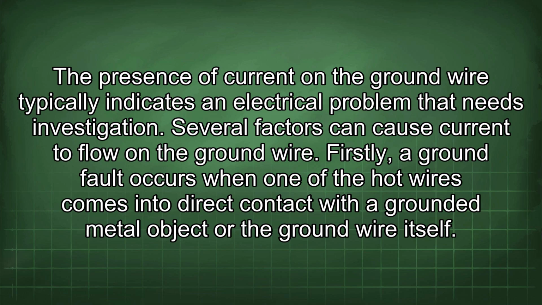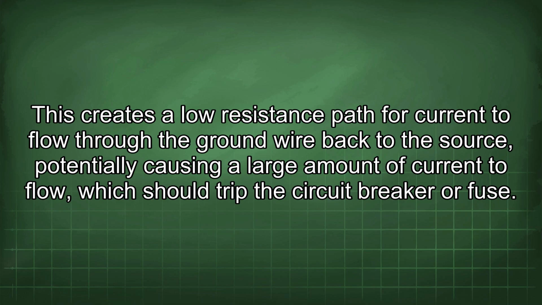Firstly, a ground fault occurs when one of the hot wires comes into direct contact with a grounded metal object or the ground wire itself. This creates a low resistance path for current to flow through the ground wire back to the source, potentially causing a large amount of current to flow, which should trip the circuit breaker or fuse.